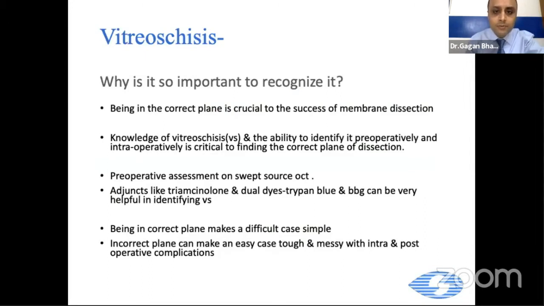Why is it so important to recognize it? It is very important to recognize vitreoschisis because being in the correct plane is extremely crucial to the success of membrane dissection. And knowledge of vitreoschisis and the ability to identify it preoperatively and intraoperatively is extremely critical in finding that correct plane of dissection. Preoperatively, we usually use swept-source OCT to study our cases, whereas intraoperatively, someone could use triamcinolone or the dual dyes. Being in a correct plane makes a difficult case simple, whereas being in the incorrect plane could land you up with iatrogenic breaks and bleeding, which could make the case extremely messy.